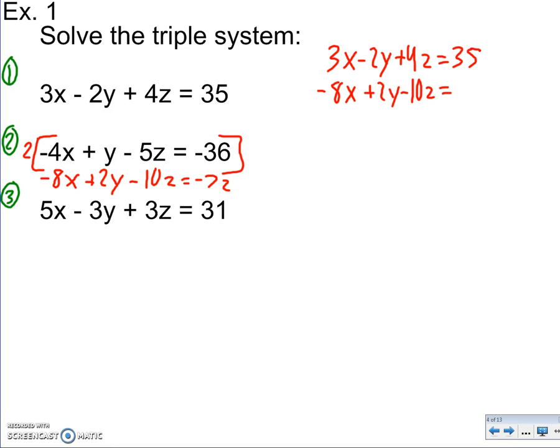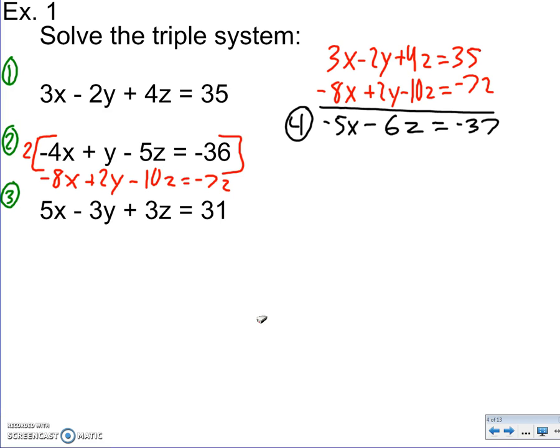My new equation has 1 less letter. So elimination just adds straight down. So 3x minus 8x is negative 5x. Negative 2y plus 2y is 0. That's supposed to cancel out. 4z minus 10z is negative 6z. And 35 minus 72 would be negative 37. That is my brand new equation. I'm calling that equation number 4. You see how this only has x and z? I successfully got rid of y.